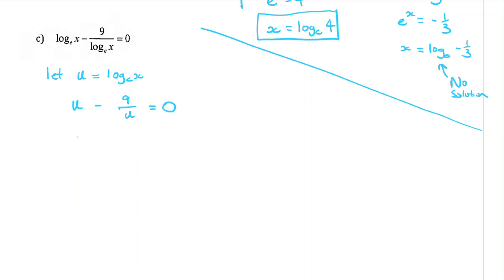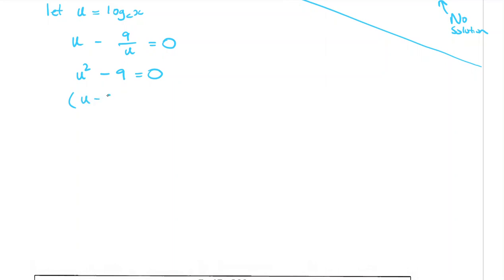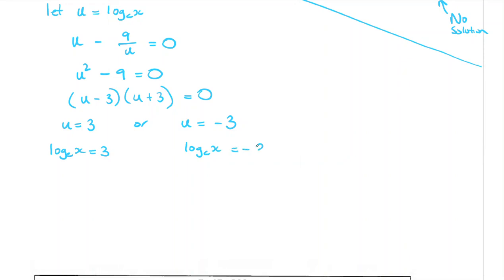Multiply everything by u. So it would be u squared minus 9 equals 0. That's a difference of 2 squares. So that means u minus 3, u plus 3 equals 0. So that u equals 3 or u equals minus 3. And now we come back to the x part, or the log part, u equals log e of x. So log e of x equals 3, or log e of x equals minus 3.